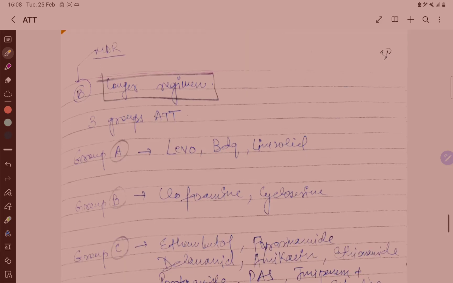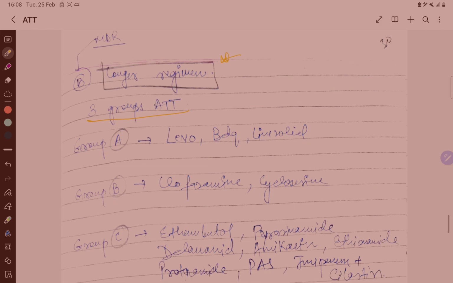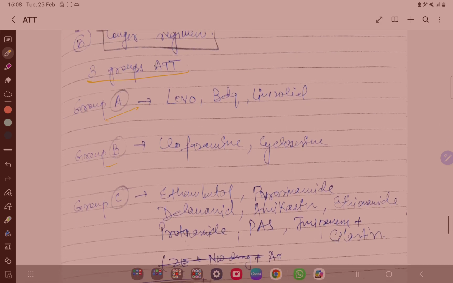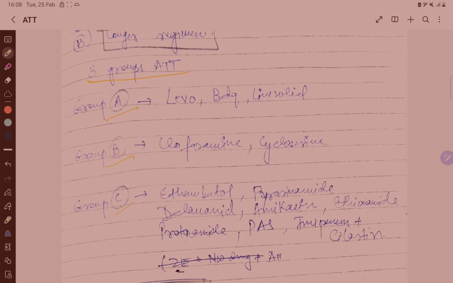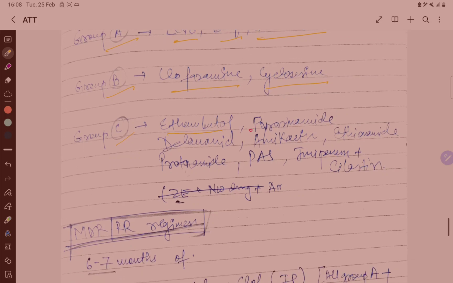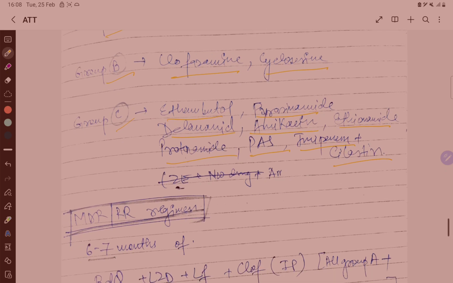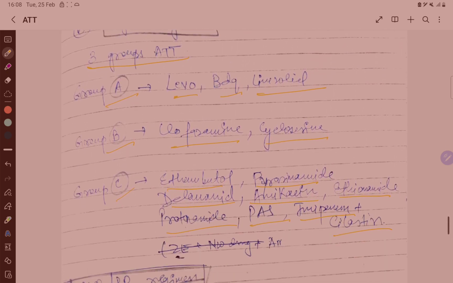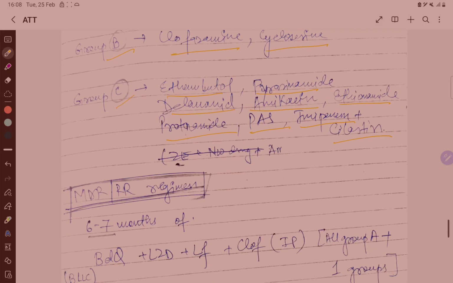The second, the longer regimen for MDR TB, is the 3-group ATT. There are 3 groups: group A, group B, group C. In group A, there is levofloxacin, bedaquiline and linezolid. In group B, there is clofazimine and cycloserine. And group C has ethambutol, pyrazinamide, delamanid, amikacin, ethionamide, pretomanid, PAS, imipenem, cilastatin. So there are 3 groups, and 3-group ATT can be given, right?